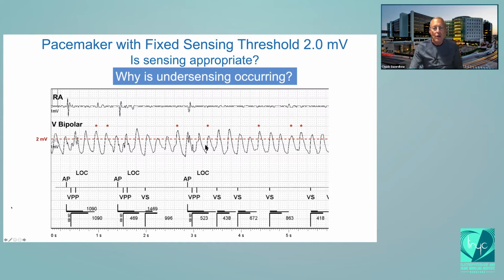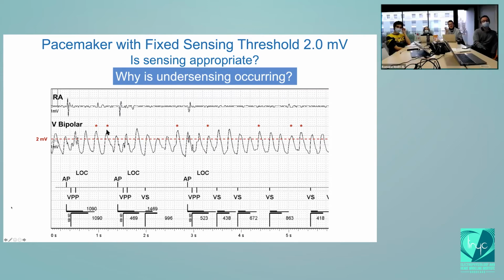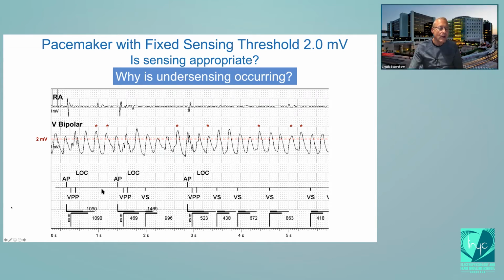So all of these signals here, practically all of them are bigger than 2 millivolts, right? Yeah. And some of them are big and they're not sensed, and there are others that are. So how can that be? How would that work? What does the device know that we don't know? What are we not getting here?